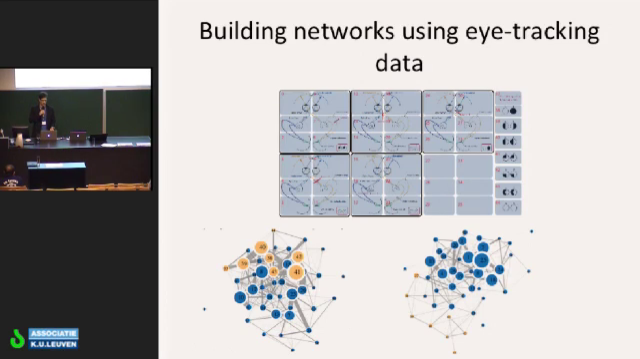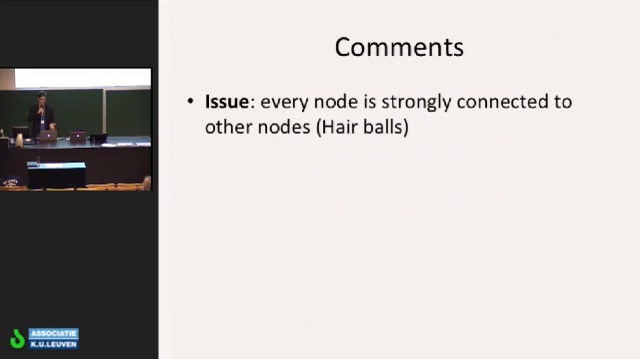And you can already see some interesting things, like the person on the left here. You can see that this person spent a lot of time on the answers and comparing those answers with the diagrams in the middle. The person on the right, though, completely neglected those answers and just made comparisons on the diagrams in the middle. So even though it's interesting, the main issue is that every node in the graph is very strongly connected with every other node in the graph, so you end up with hairballs.